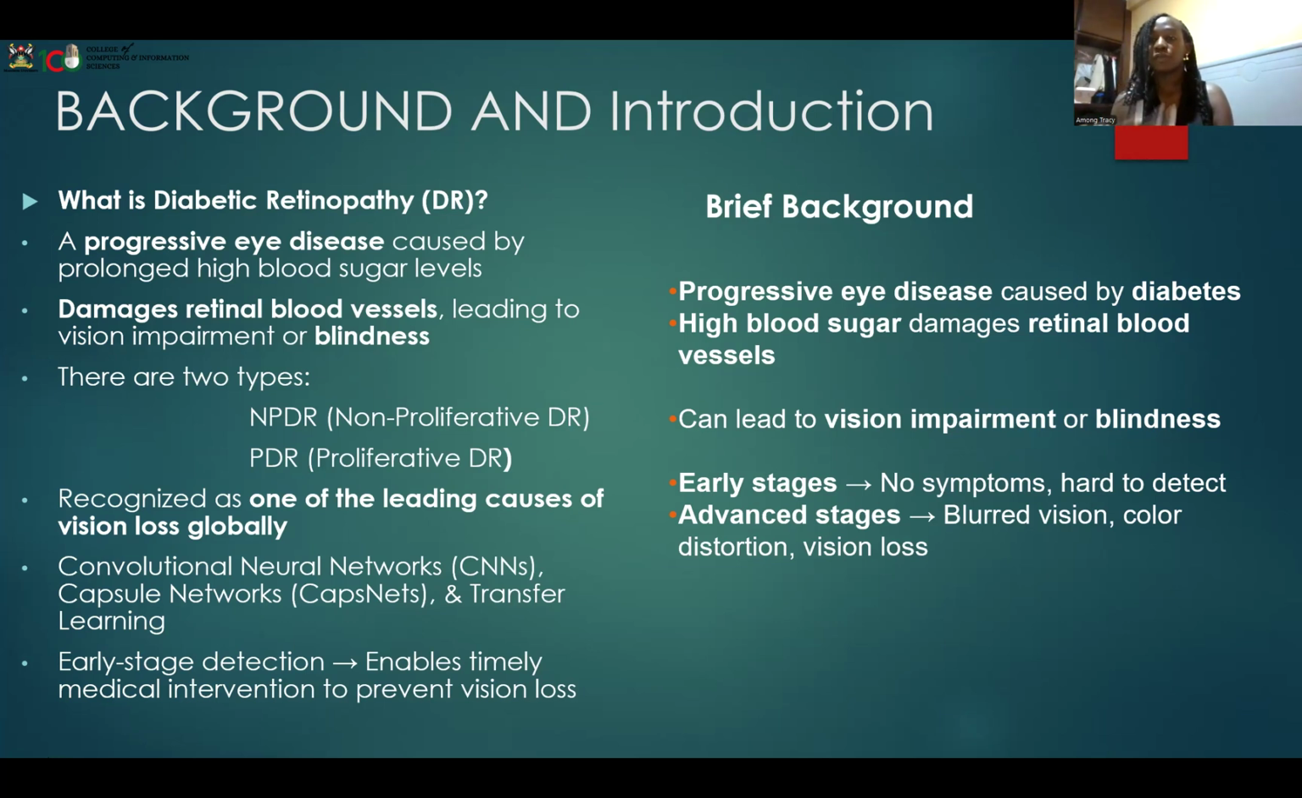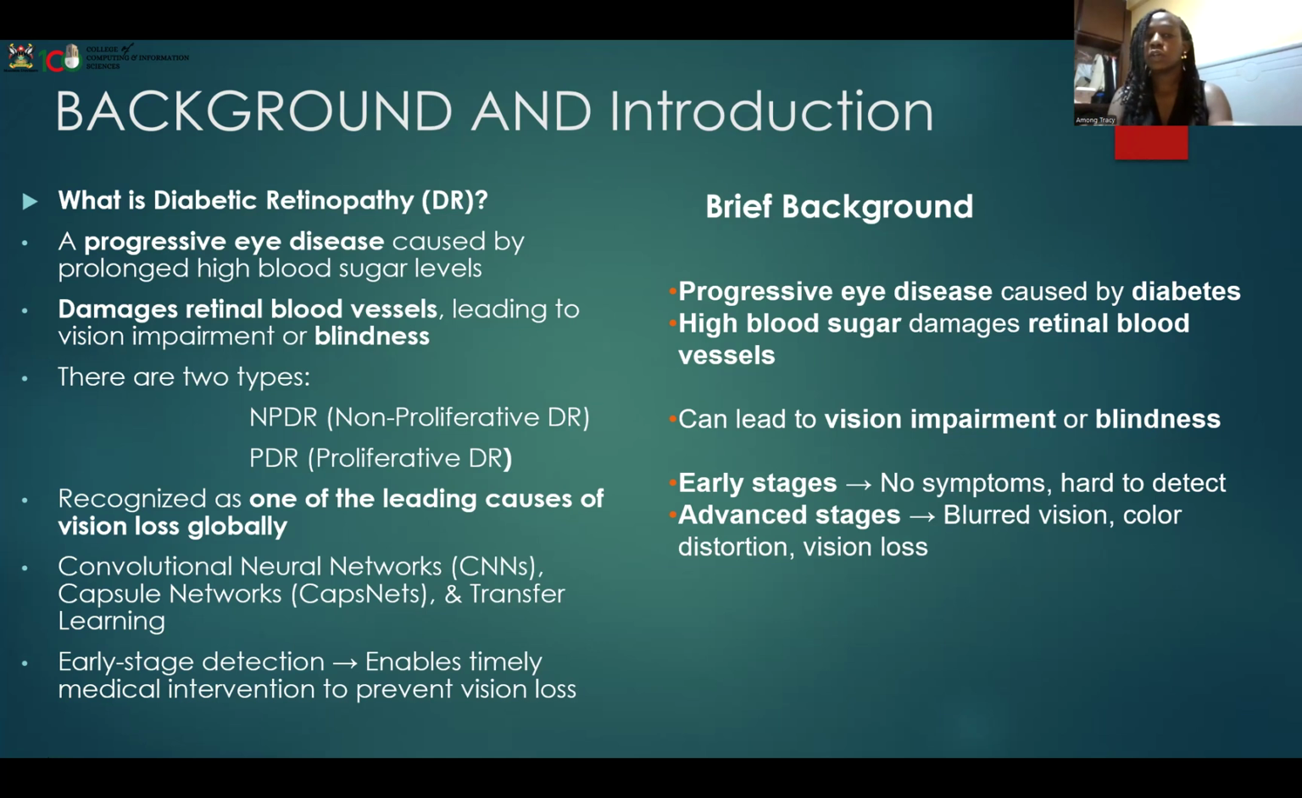There are two types of diabetic retinopathy. We have the non-proliferative diabetic retinopathy. In this one, it's just the early stages of the disease. Here, the blood vessels are damaged, yes, but they're not yet at the point of growing abnormally. Then we have the proliferative diabetic retinopathy. Now, this is the advanced stage of the disease. Here, the blood vessels start to grow abnormally and they are fragile and weak, so they can easily start leaking blood, which eventually leads to permanent vision loss.